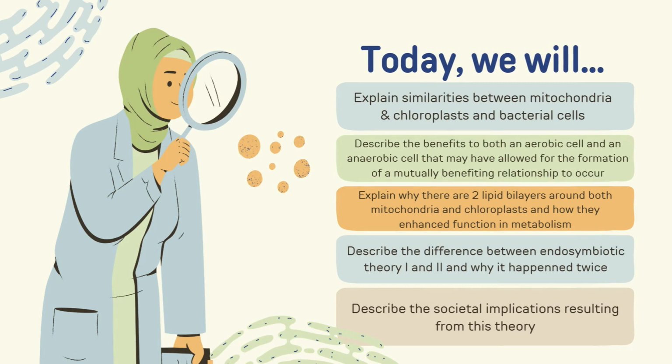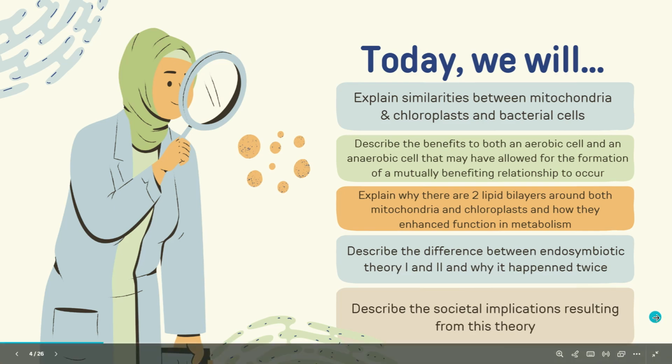Before we dive into details, here's a roadmap for today. Explain the similarity between mitochondria, chloroplasts, and bacterial cells. Describe the benefit to both an aerobic cell and an anaerobic cell that may have allowed for the formation of a mutually benefiting relationship to occur. Explain why there are two lipid bilayers around both mitochondria and chloroplasts, and how they enhance the function of metabolism. Describe the difference between endosymbiotic theory 1 and 2 and why it happened twice. Describe the societal implications resulting from this theory.